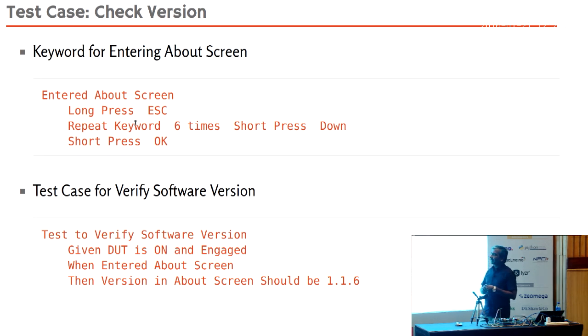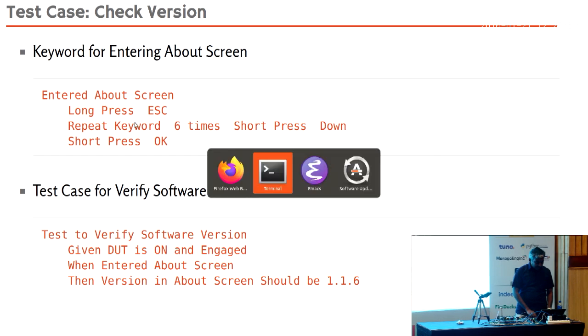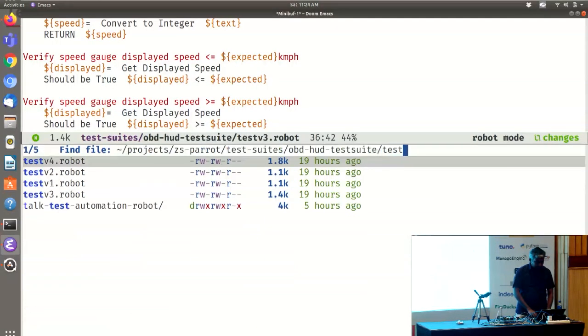So that keyword definition looks like this. You're going to long press the escape button. That will take us to the menu. The long press of the escape button takes us to the menu. We repeat the keyword 6 times: short press down. So you press down, down, and the menu comes. You can then press the down button 6 times. The 6th menu item is the about screen. And then you do a short press of OK, and it enters the about screen. After we enter the about screen, we again do this image processing on the captured screen data to check if the displayed version is 1.1.6. So this is how the test suite looks now with this test case added.